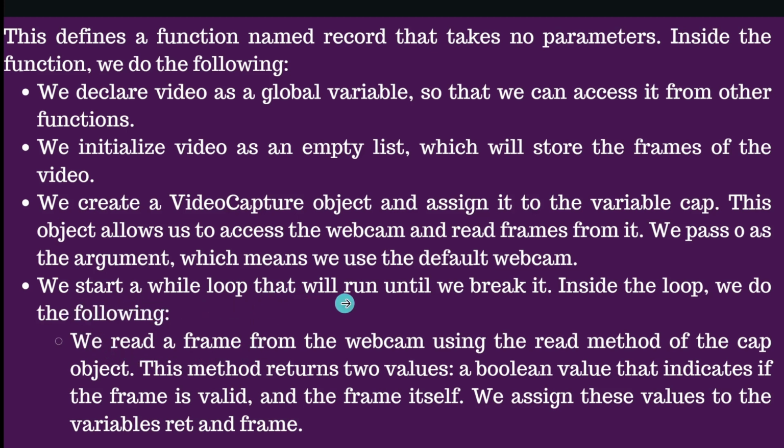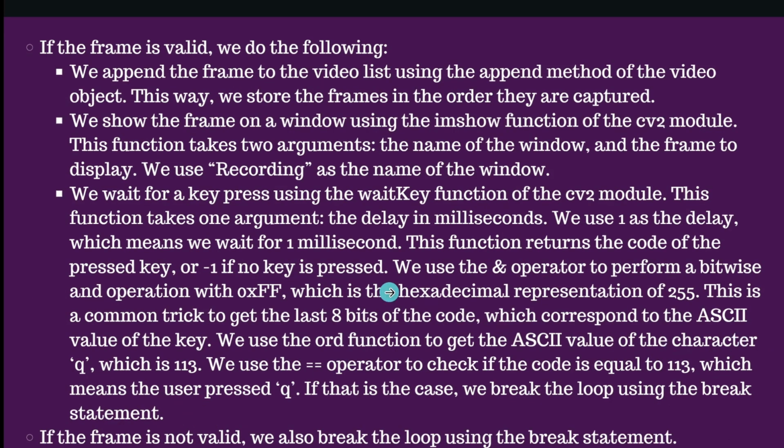We start a loop that will run until we break it. Inside the loop, we do the following. We read a frame from the webcam using the read method of the cap object. This method returns two values: a boolean value that indicates if the frame is valid, and the frame itself. We assign those values to variables, ret and frame. Ret means return. So variables ret and frame. Alright, the next part is really easy.